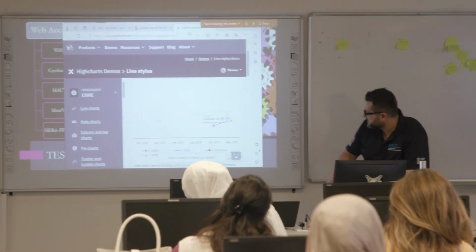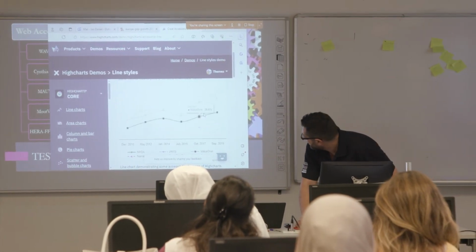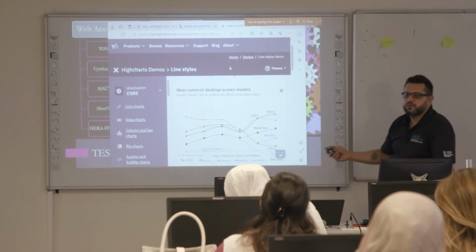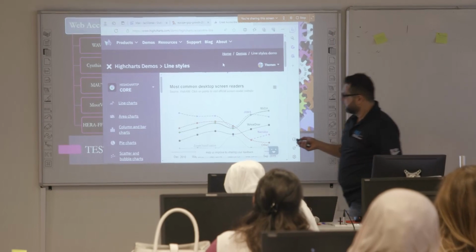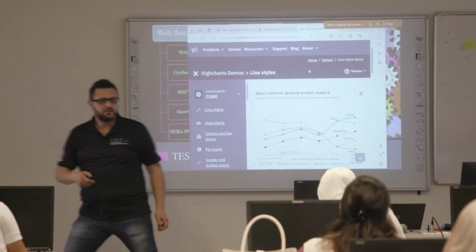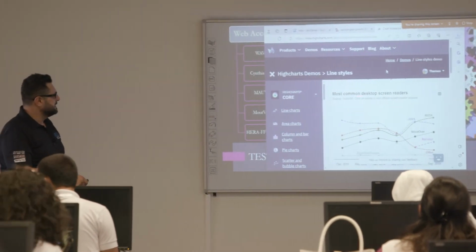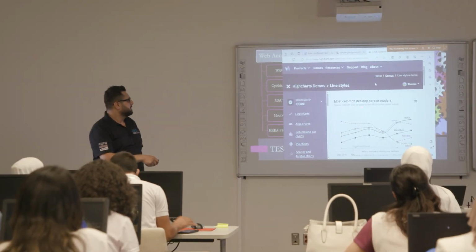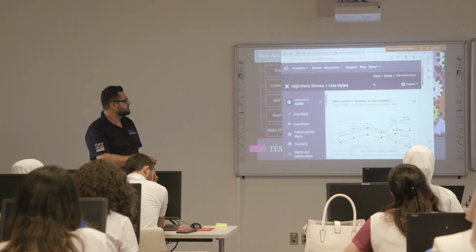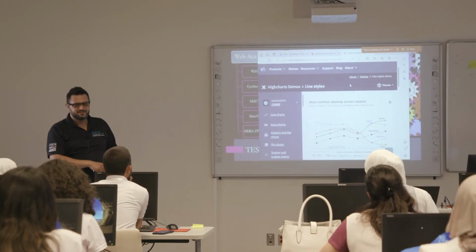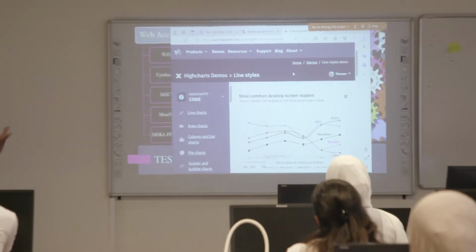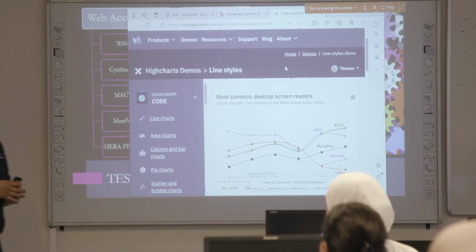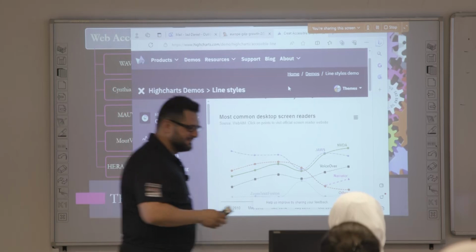Highcharts.com. I was looking online for charts for the presentation, and I found it. By good coincidence, it makes a comparison between the market share of common desktop screen readers. So even the example was about accessibility. And by the way, it was pure luck. I was just looking for a chart to give an example.